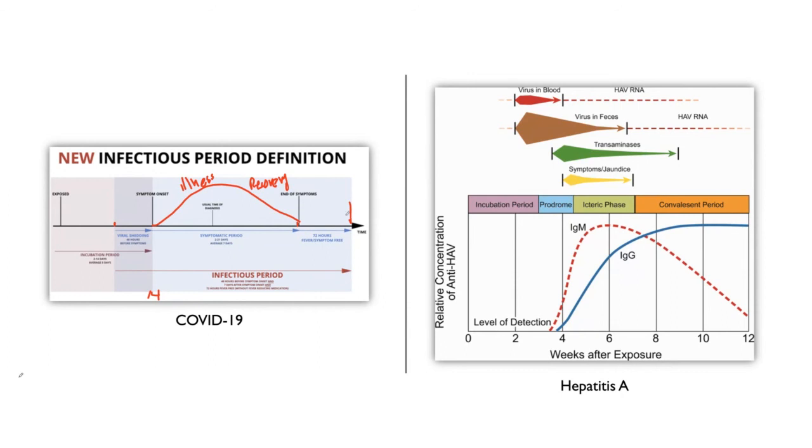Okay, so for every disease, this is going to be totally different. But we are studying here some general definitions. Let's see what we studied before with the example of hepatitis A. You have the incubation period. Notice that during the incubation period, we don't detect antibodies. Antibodies start being detected in the prodromal period.